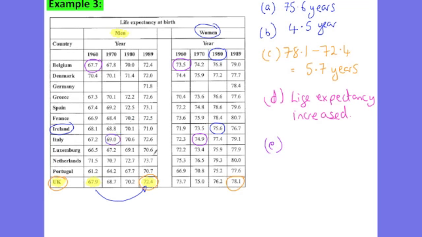Netherlands, let's have a look here in 1989, compared with 1989 here. We can see comparing all of the values, women have a higher life expectancy than men. So one general statement comparing men and women, that women have a higher life expectancy than men.